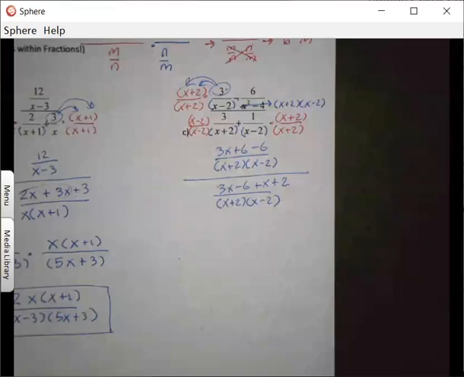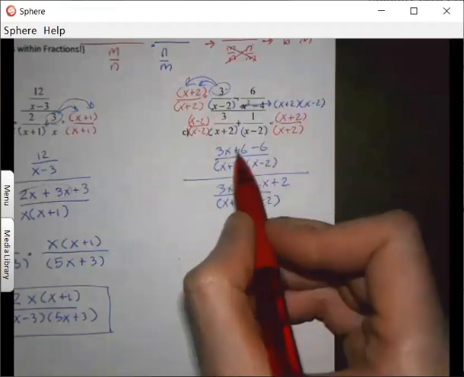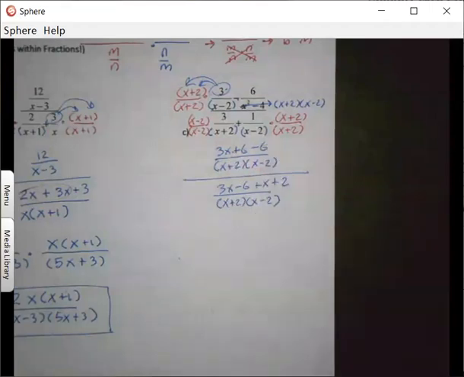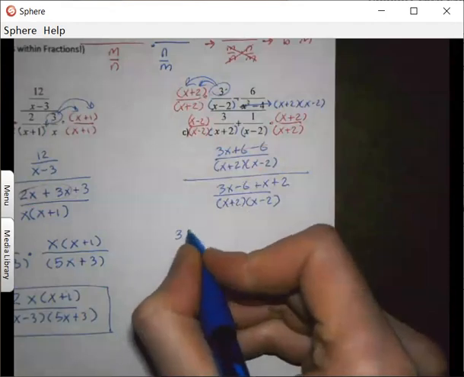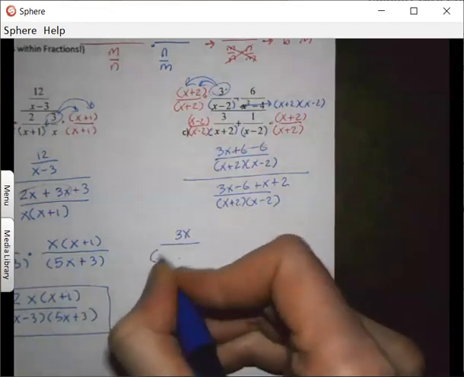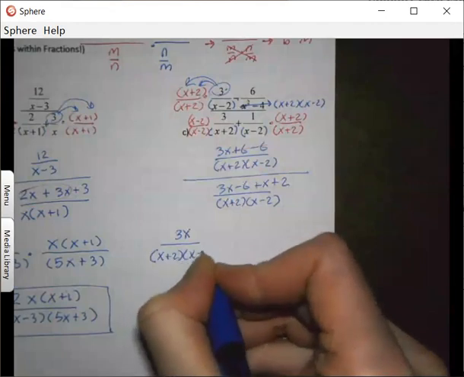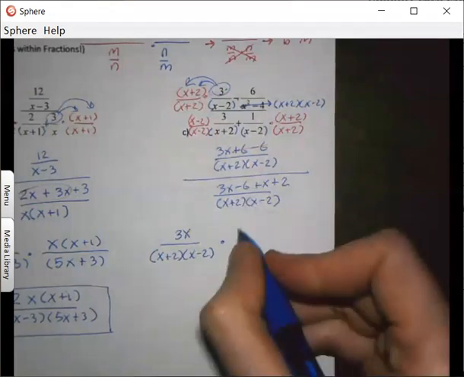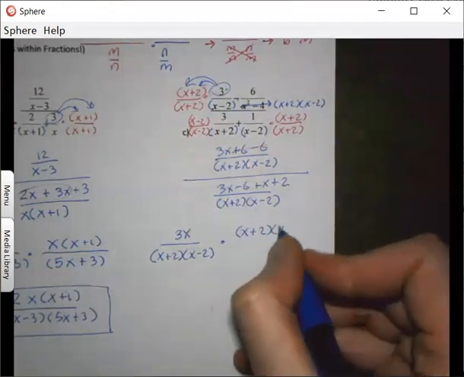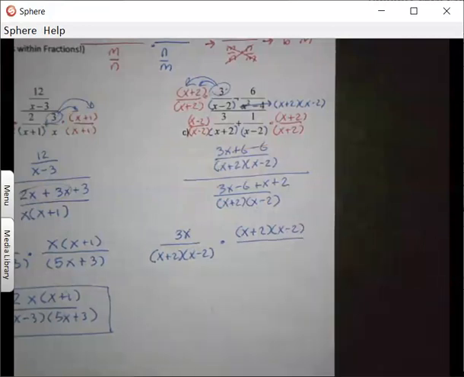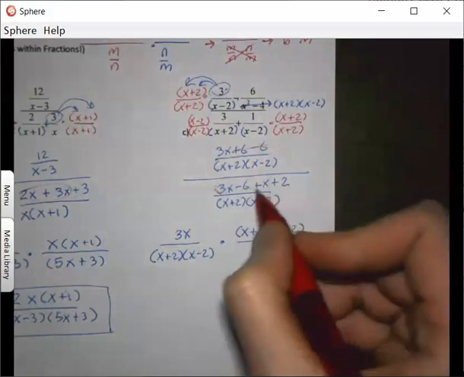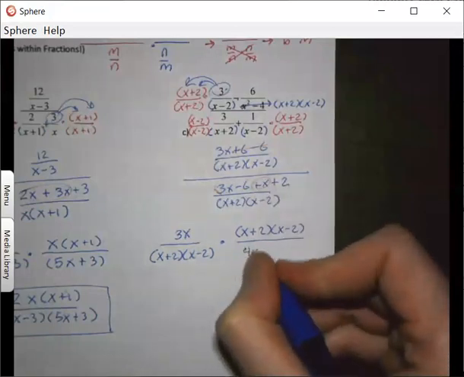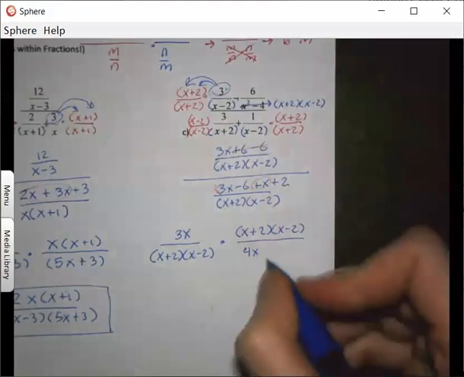All right. We can do stay, change, flip. I'm also going to combine like terms. So this stays, and we can do plus 6 minus 6 is 0. So we're left with 3x over x plus 2, x minus 2. Division changes to multiplication. I'm going to flip this over. So the top is now x plus 2, x minus 2. I'm going to combine like terms. So we'll have 4x, negative 6 plus 2, minus 4.